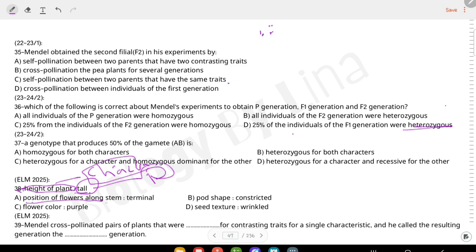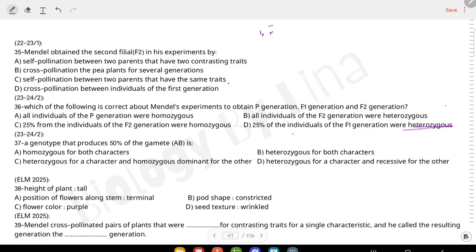Position of the flower along the stem, we have two types. We have axial and terminal. Terminal is the recessive one, so this is incorrect. Flower color, purple. Yes, this is correct because this is a character and this is a trait which is dominant. Pod shape, we have inflated and constricted. This is recessive, so it's incorrect. Seed texture, we have round and wrinkle. Round is dominant, wrinkle is recessive. So this is also incorrect because the question asked about only the dominant one.